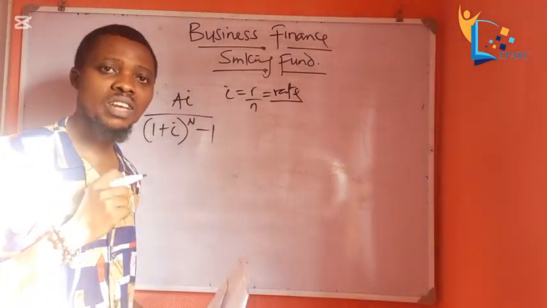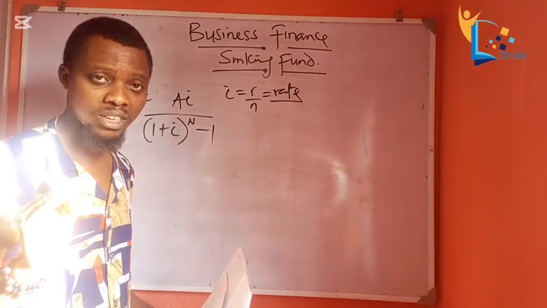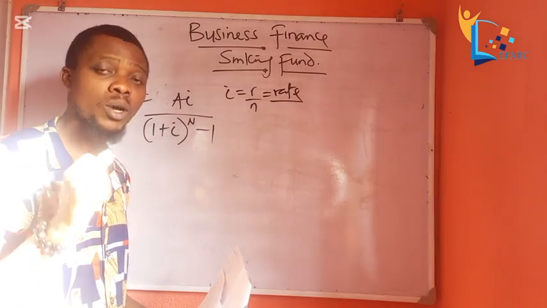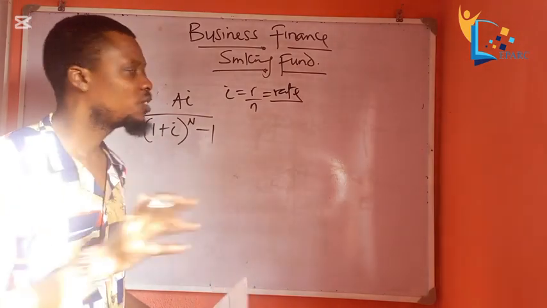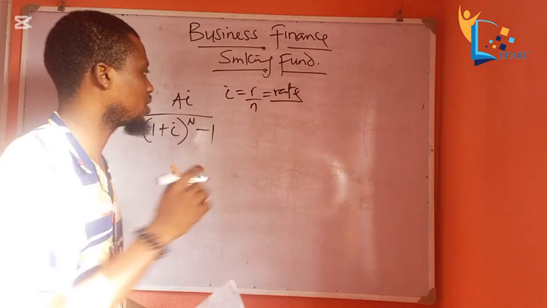If I say quarterly, what do I mean? 4 times in a year. If I say weekly, what do I mean? 52 times in a year. If I say monthly, what do I mean? 12 times in a year. So n here is the number of times in a year, okay?